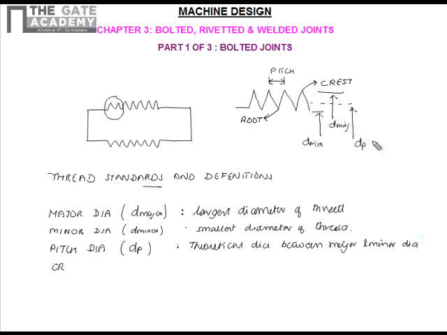Then we have the crest, which is nothing but the top surface of the thread, shown in the figure. Then we have the root, which is the bottom surface of the thread, created between the flanks of adjacent threads. These are the flanks of the thread, and the bottommost surface created between the flanks is called the root.